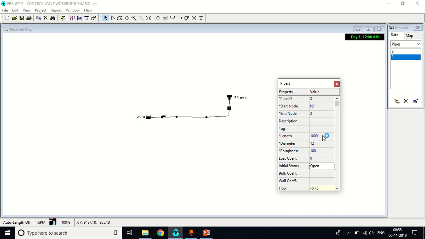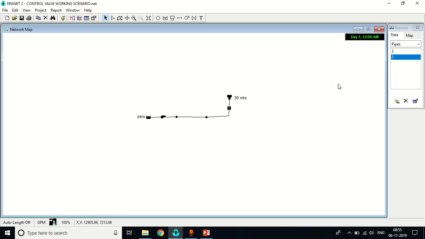So in the links, what are the important parameters? Length, diameter, roughness, and its initial status. Today we'll be only focusing on this initial status of the links. When I run the simulation, I get the output of flow, velocity, unit head loss, reaction time if there is some quality check, water quality analysis. Okay, so let us start with the problem.